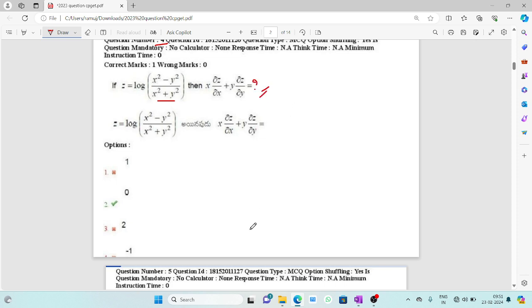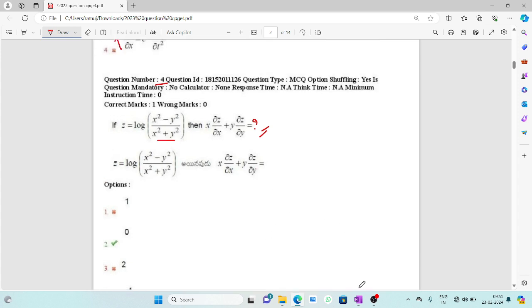This is similarly an Euler function question, and I will tell you how to proceed for these types of questions. This question is very important, mainly in CPGET, where every time they repeat these types of questions. So I will tell you the trick.